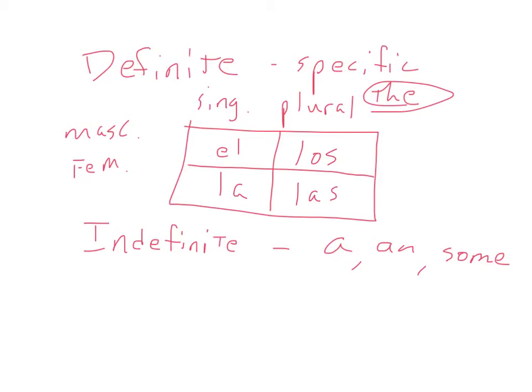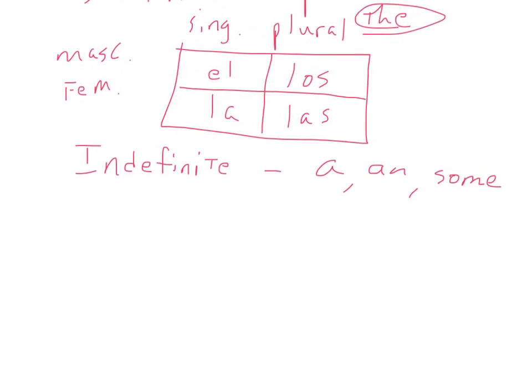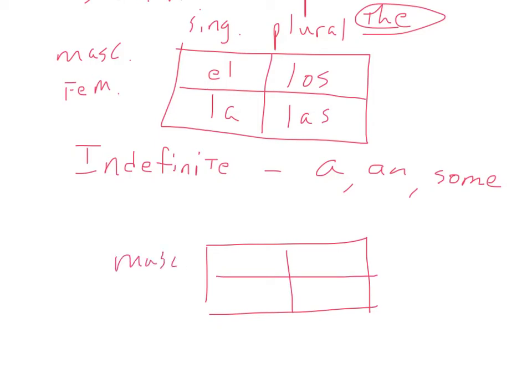Okay? It's not grammatically correct to say la mesas. You need to say las mesas. And it wouldn't be grammatically correct to say los burrito. It's got to be los burritos or el burrito. It must match. Okay, you also have indefinite articles, which would be a or an, and more than one would be some. And again, you have to keep in mind whether you are talking about something that is masculine or feminine.